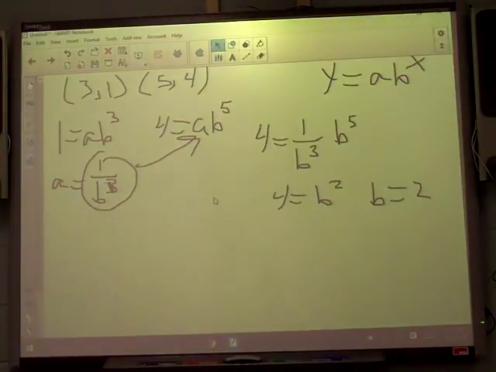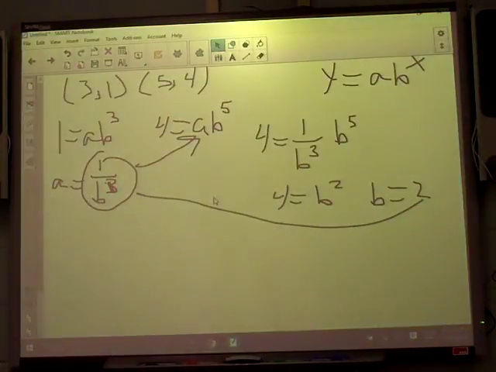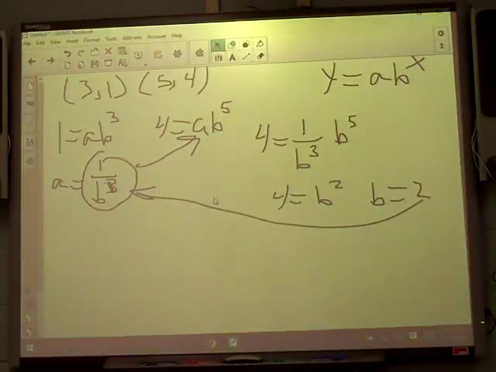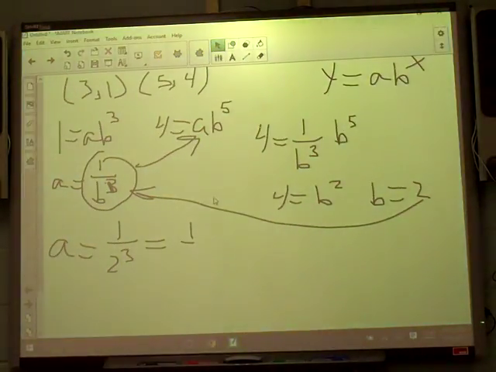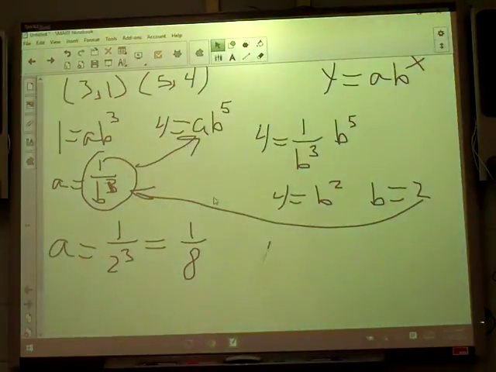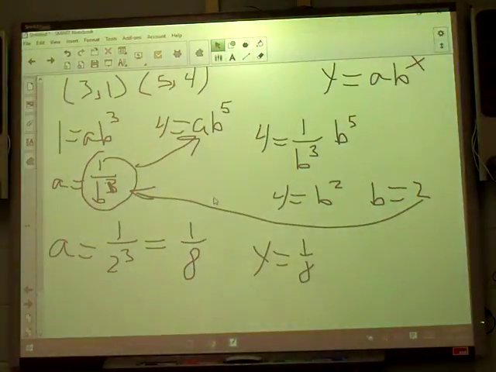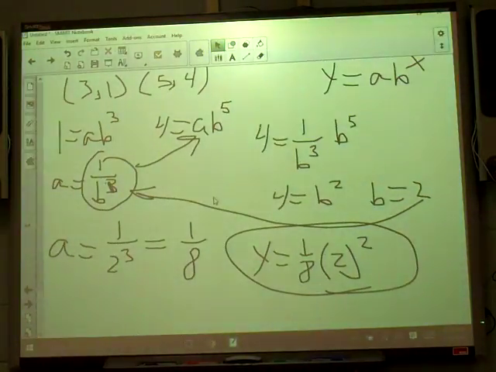Now I take that B is 2 and I plug it in here. So A equals 1 over 2 cubed, which is 2 times 2 is 4 times 2 is 8. So we got an A, we got a B. All you have to do now is write your answer. Y equals A times B to the X. It's X, not a 2. It said X.